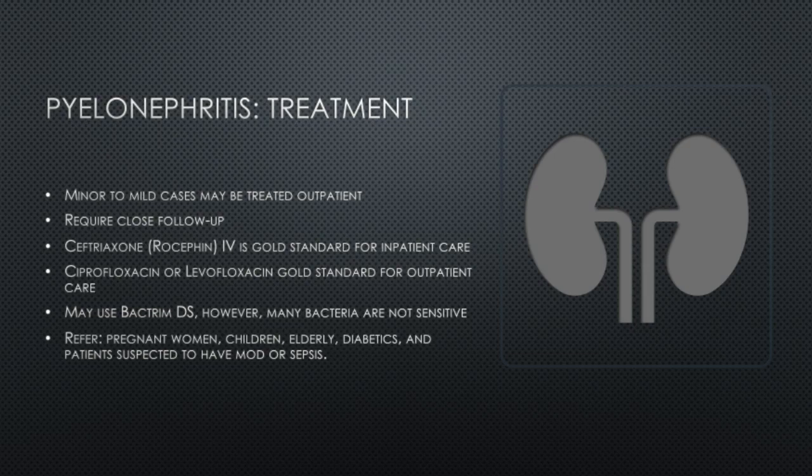So treatment for pyelonephritis solely depends on if you are treating them on an outpatient basis versus an inpatient. So inpatient, the gold standard is Rocephin or ceftriaxone IV, and typically we will give them 2 grams every 24 hours. Usually if they are hospitalized, we end up keeping them for at least 24 hours, more than likely 48, so they'll get 2 doses. And then depending on if they have any allergies or if they don't tolerate a certain medication, we will put them either on Cipro PO or a Levaquin PO. So those are typically gold standard for outpatient.